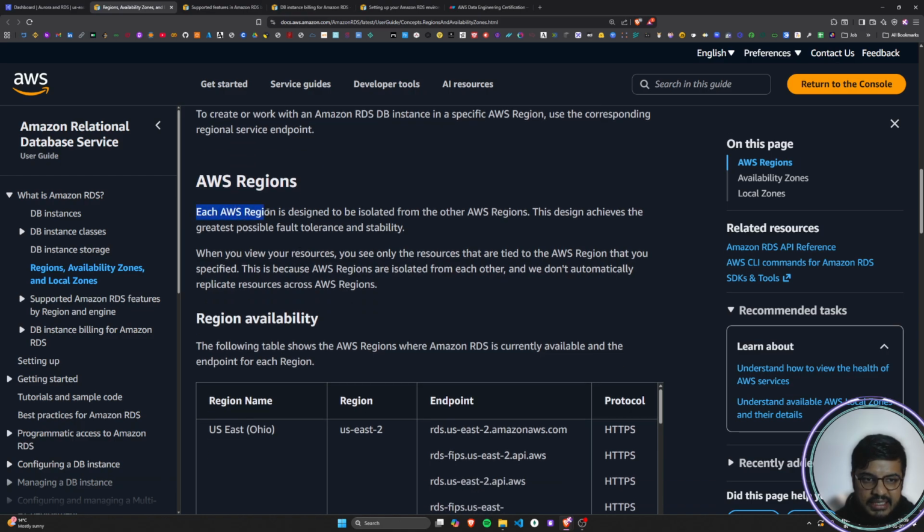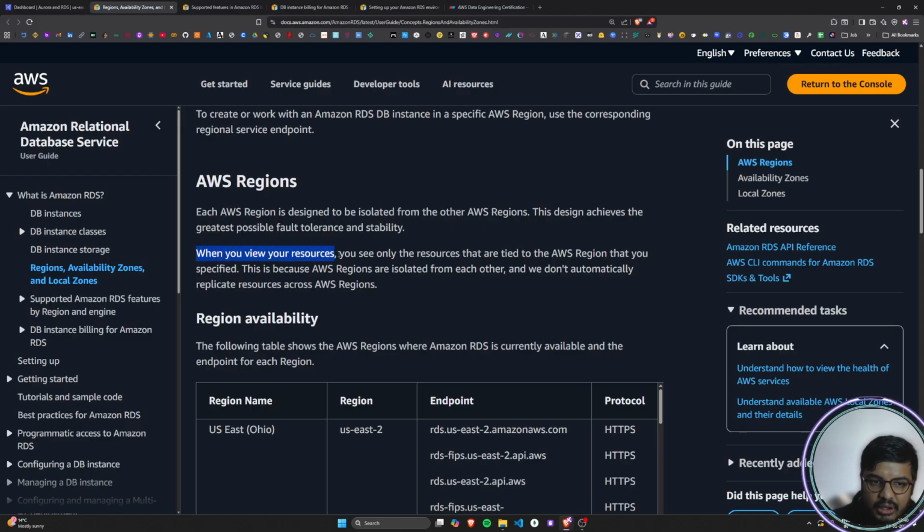Now talking about AWS regions, each AWS region is designed to be isolated from the other AWS regions. We are very well aware of the fact that all the regions available on AWS are absolutely isolated. They don't have any kind of interconnectivity or relationship between them. This design achieves the greatest possible fault tolerance and stability. So why are they isolated? To achieve fault tolerance and stability. If one region is not active for any reason, we can switch to the other regions, and there will be a very high probability that the other region will be working.